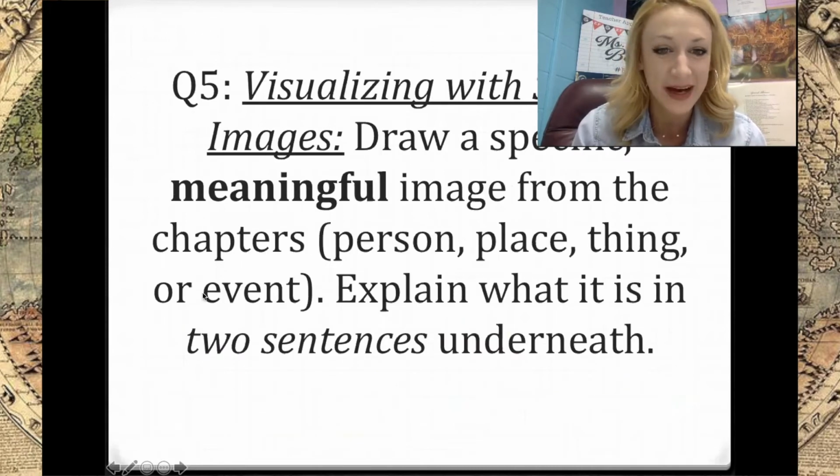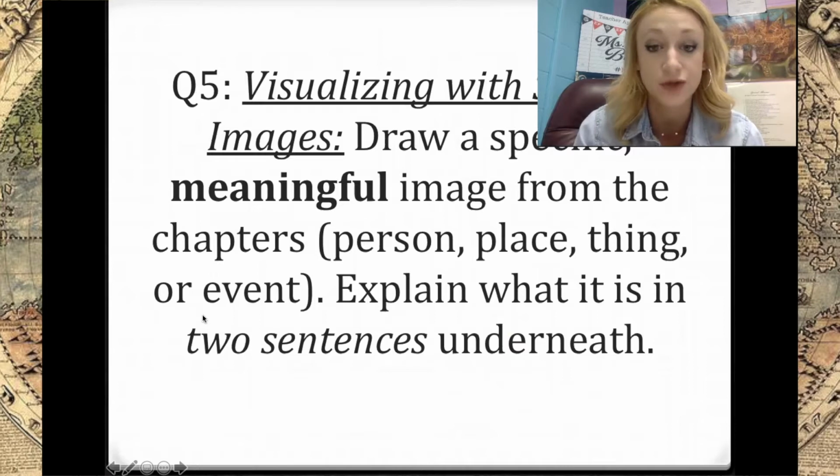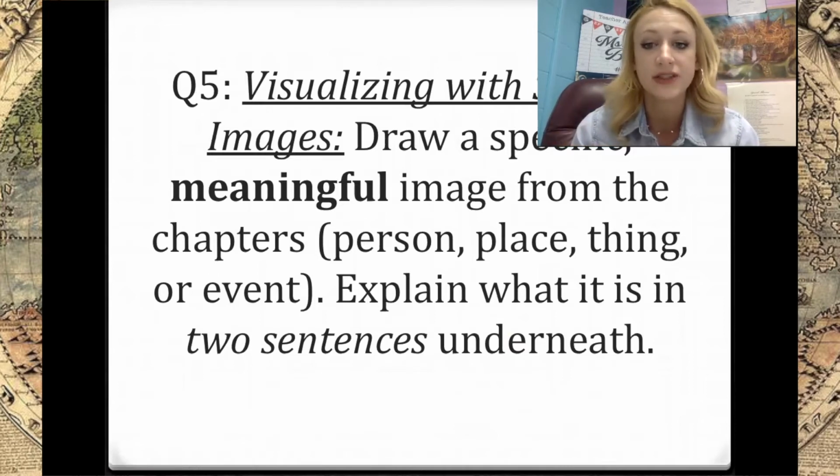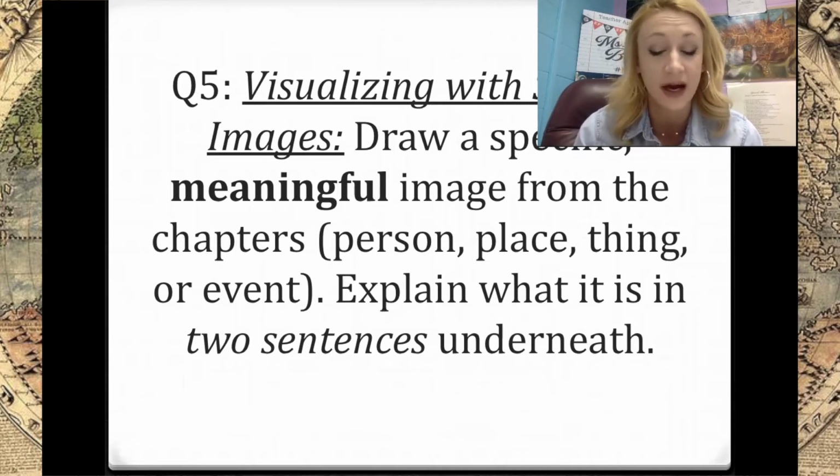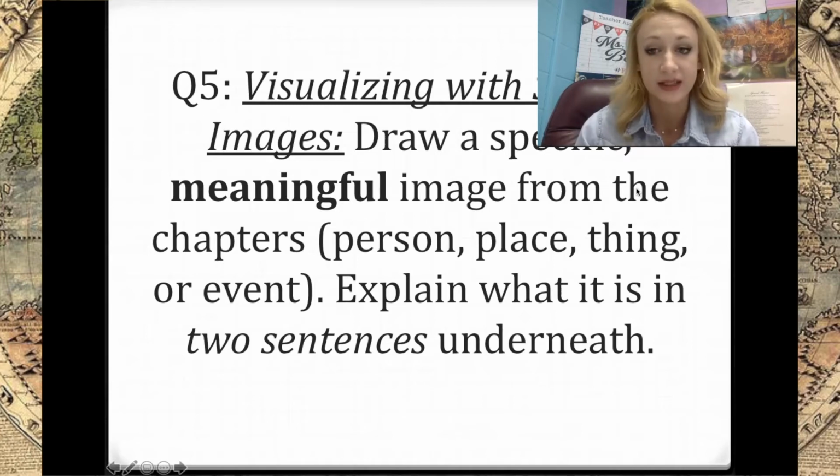Next up, Q5 is visualizing with sensory images. So for Q5, you're actually going to be drawing, illustrating a picture. So you are going to draw a specific meaningful image from the chapters of either a person, place, thing, or event, and you're going to explain what it is in 2 sentences underneath. So this gets you really digging back into the text to help you visualize what's happening.